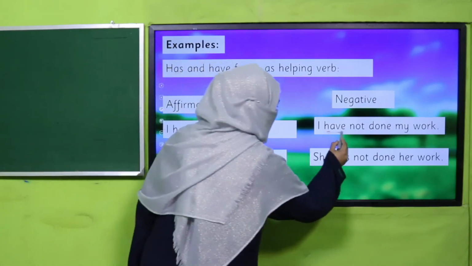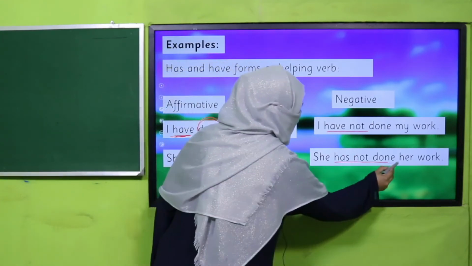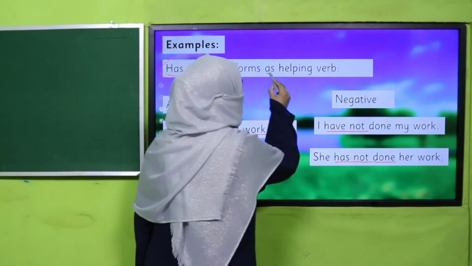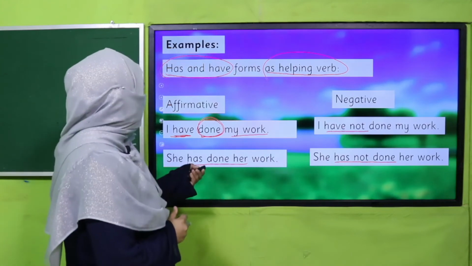We know this has and have tells us about the task which has been completed. I have not done my work. She has done her work. She has not done her work. So this is the has and have as helping verb. Are you clear? Are you getting it? Good job. My children are smart.